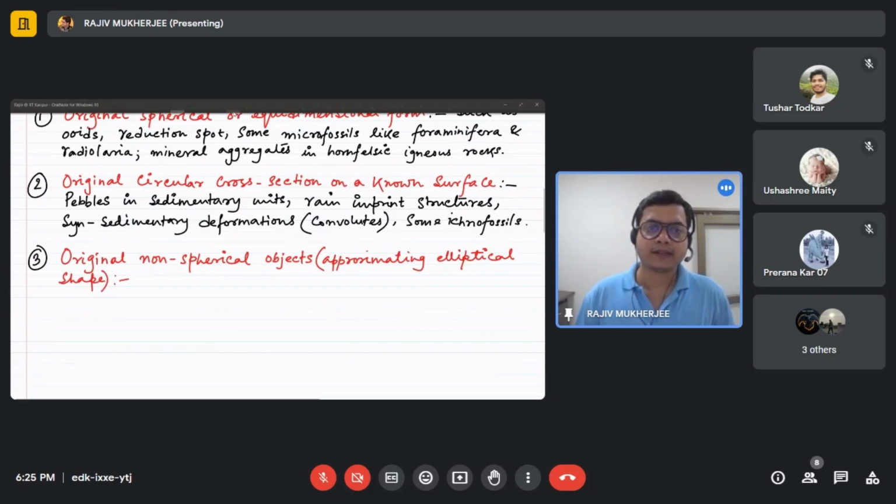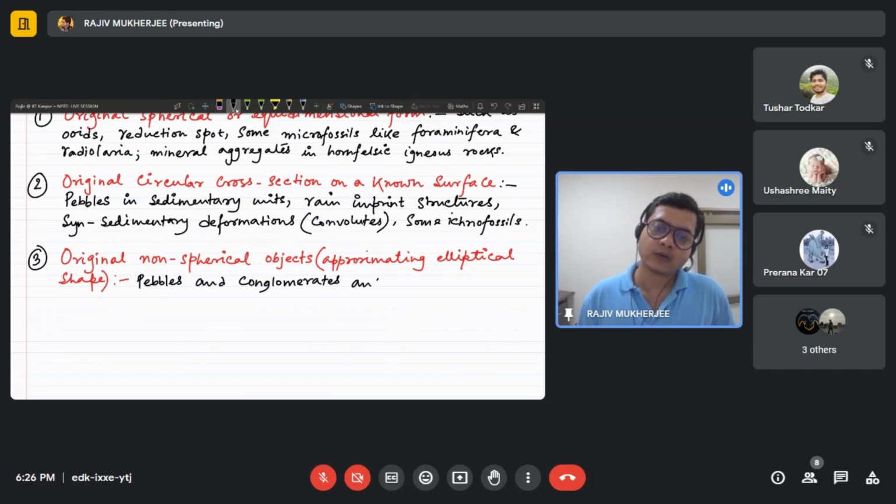So original non-spherical objects, in that case we approximate as ellipses. Examples would be pebbles and conglomerates, and ooids in sedimentary units.